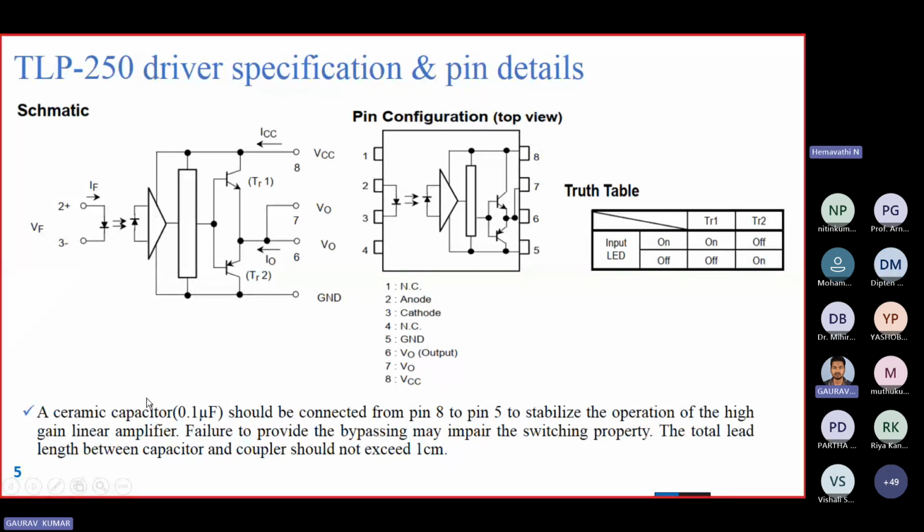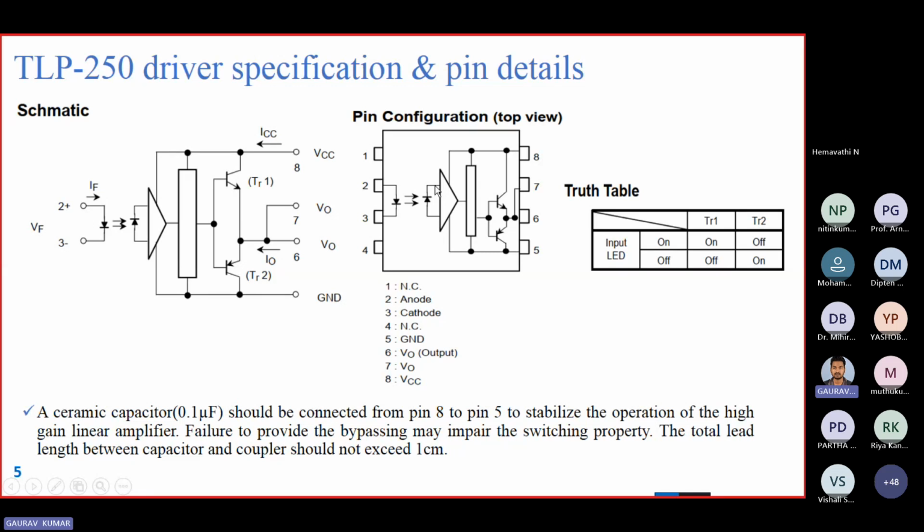Okay, here one thing we have to keep in mind: between pin 8 and pin 5, we have to connect a ceramic capacitor of 0.1 microfarad. It is much more necessary because it reduces the high frequency noises which are present in the 15 volt or 12 volt supply. So for noise filtering purposes, the 0.1 microfarad capacitor is needed. Okay, so we connect the 0.1 microfarad capacitor across the 8 and 5 terminals.